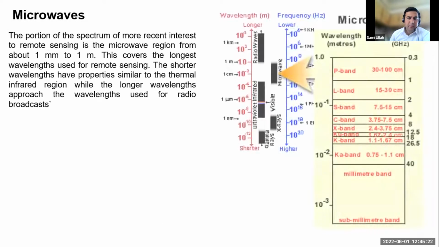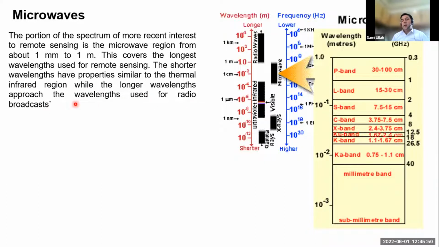So the last is microwave radiation. The portion of the spectrum of more recent interest to remote sensing is the microwave region, from about 1 micrometer to 1 meter. This covers the longest wavelengths used for remote sensing. The shortest wavelengths have properties similar to the thermal infrared, while the longer wavelengths approach those used for radio broadcast, specifically the radiation used for radio purposes. That's actually microwave radiation.